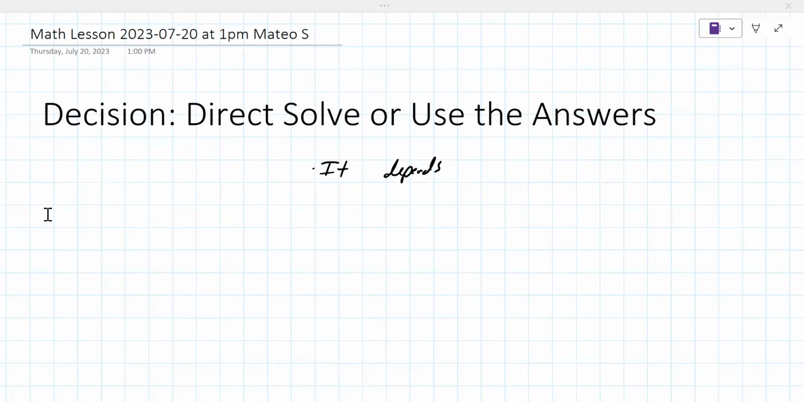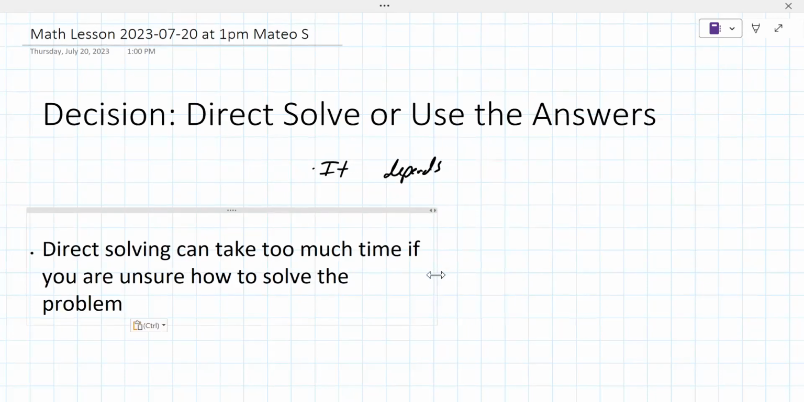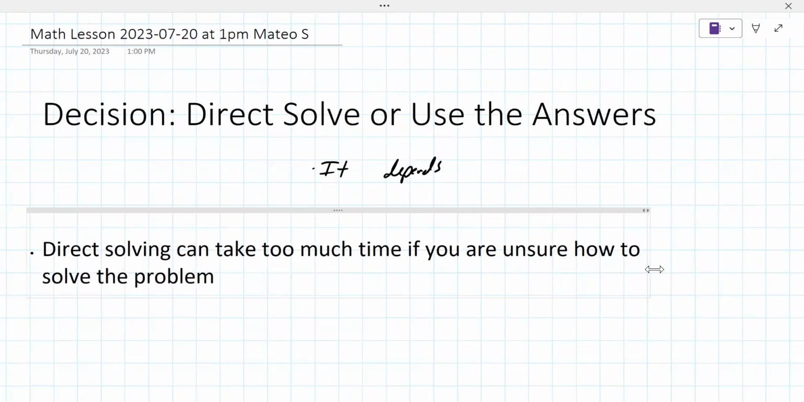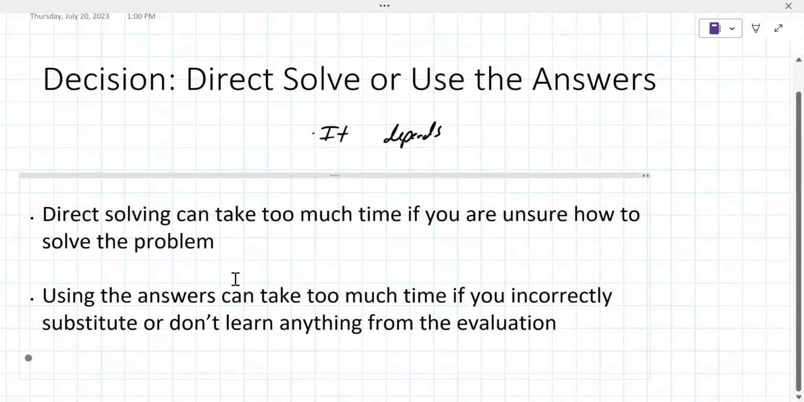It depends on something, for example, like this. How much time will it take you to solve the problem? Directly. Directly means you don't look at the answers, you just work it out, and then you find your answer there. And this just takes a lot of time if you don't know how to directly solve it. The other possibility here, these are kind of negative, but that's where they're using the answers.